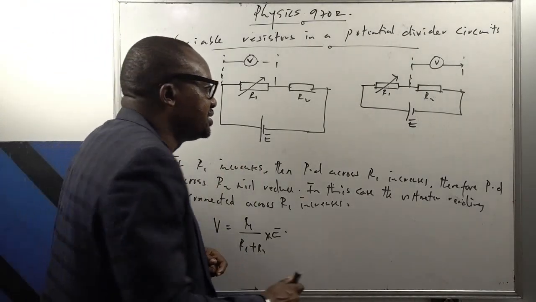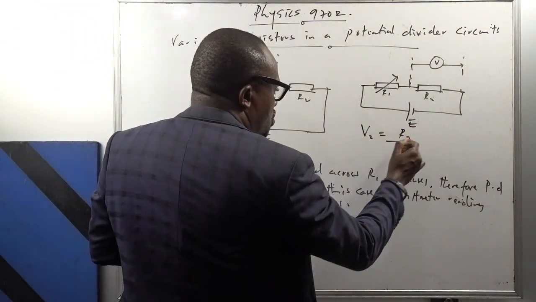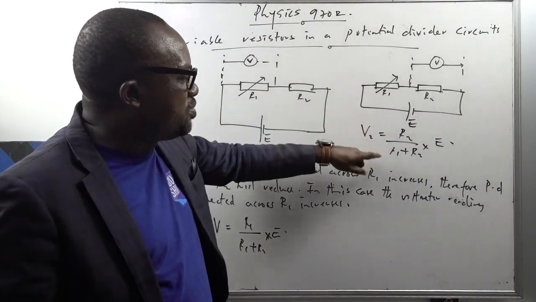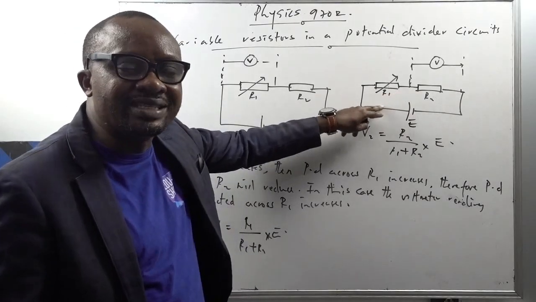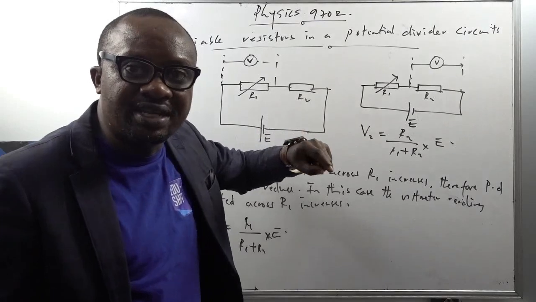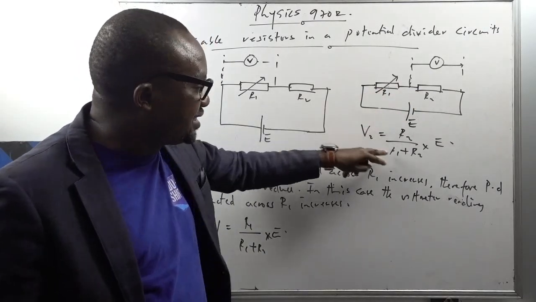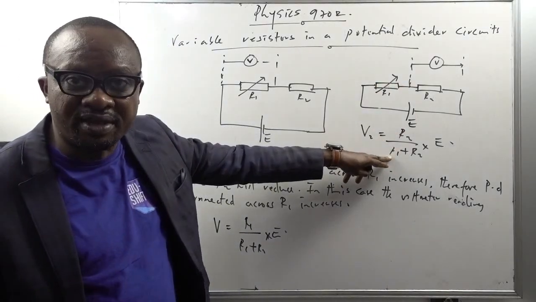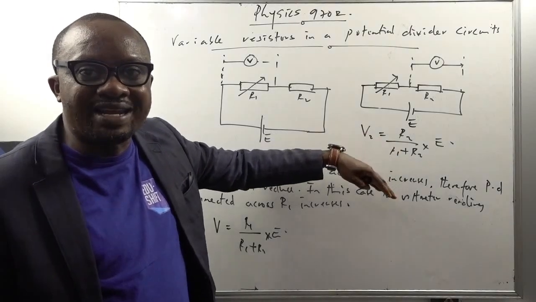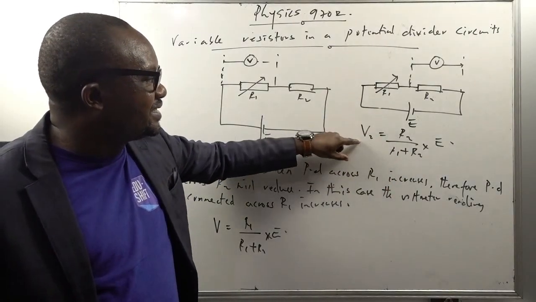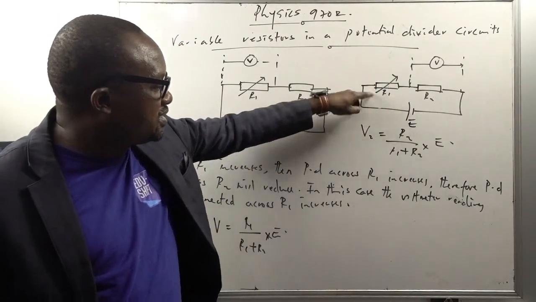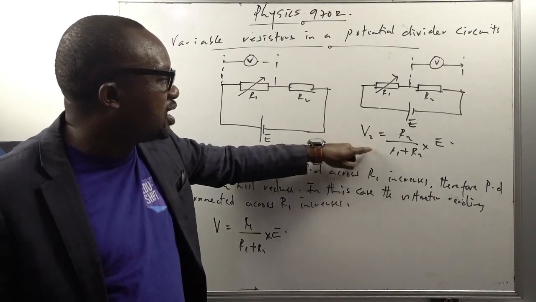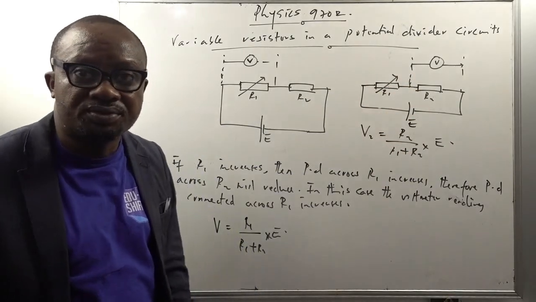Otherwise, I can do it like this. V2 will be given as R2 over R1 plus what? R2, times what? Times E. Don't forget that the variable resistor there is not R2, it is what? It is R1. And in this case, you can see that the voltmeter reading across R2 is inversely proportional to the reading of what? R1. So if the resistance of R1 increases, the voltmeter reading across R2 will reduce, because the value of the variable resistor is inversely proportional to the PD across R2.